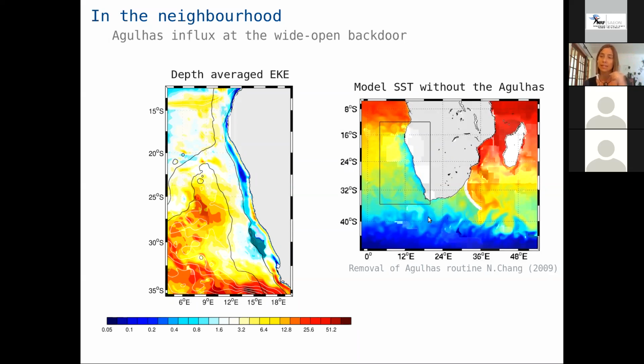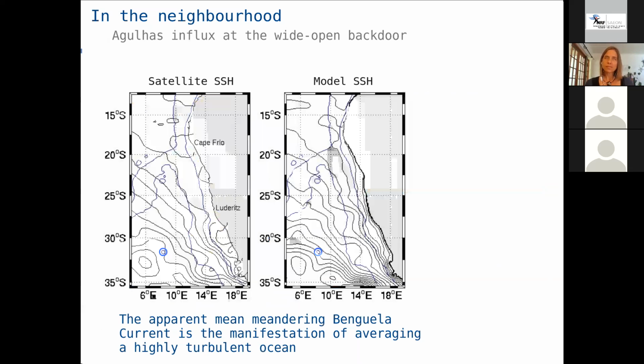So what this little animated sequence has told me is that actually the apparent mean meandering of the surface Benguela current is simply a manifestation of the passage of these Agulhas rings. So what we see in the mean state, you should always question. The mean state is often a little bit of a fiction when you're using a highly turbulent ocean to create that mean. Right, so that's what's happening at the surface.